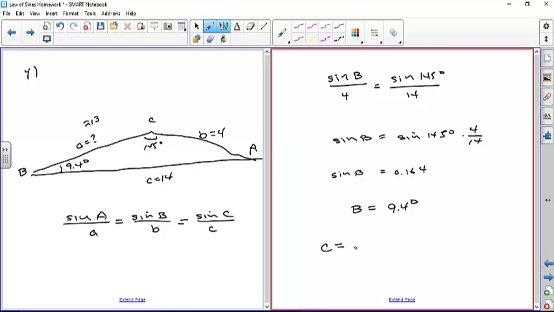So angle A, the one I don't know, is going to be equal to 180 minus 145 minus 9.4.